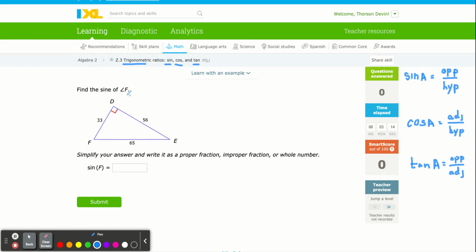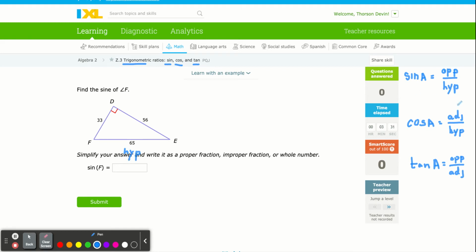When we look at a triangle, one of the sides will always be the hypotenuse, the longest side, the side that's across from the right angle. So it's neither of the sides that form the right angle, it's the side that does not. So I would label this as the hypotenuse right off the bat.